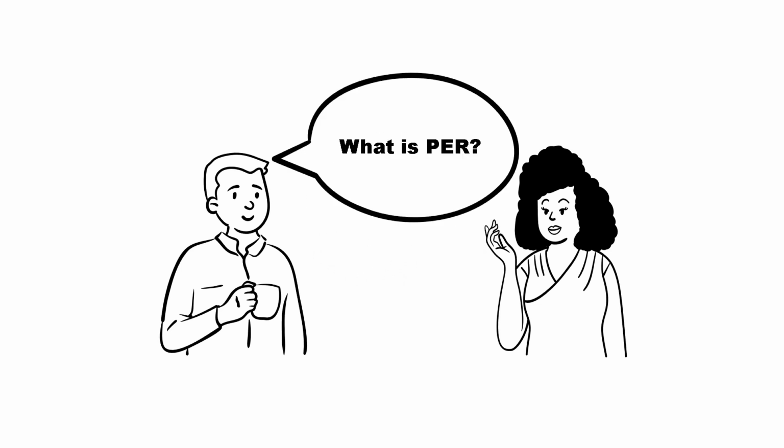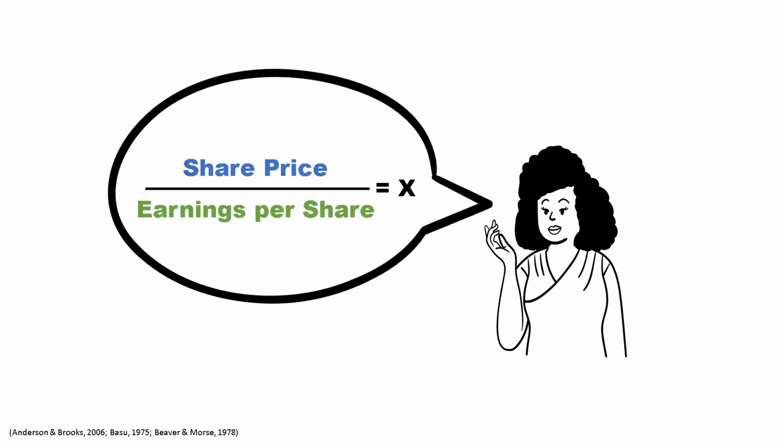So what is PER? PER is a company's share price divided by its earnings per share. The result is a multiple. It gives you information on how much investors are willing to pay for a share relative to how high the company's earnings are that you buy access to.